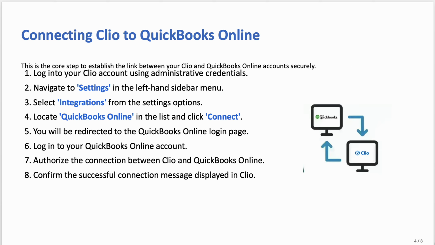After that, connecting Clio to QuickBooks Online. So this is the core step. For this, first of all, log in to your Clio account and go to the settings, where you select the option of integration and locate QuickBooks Online, and you will be redirected to the QuickBooks Online login page and log in to your QuickBooks Online account. Then authorize the connection between Clio and QuickBooks Online and confirm the successful connection message displays in Clio.